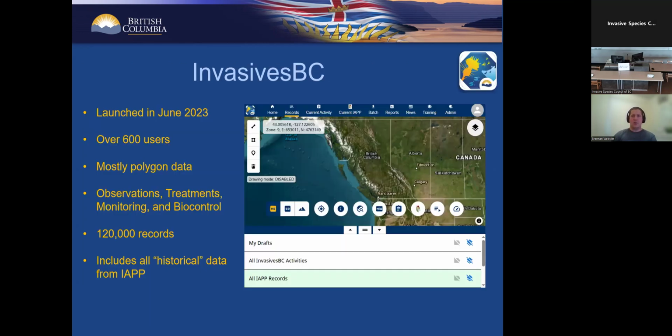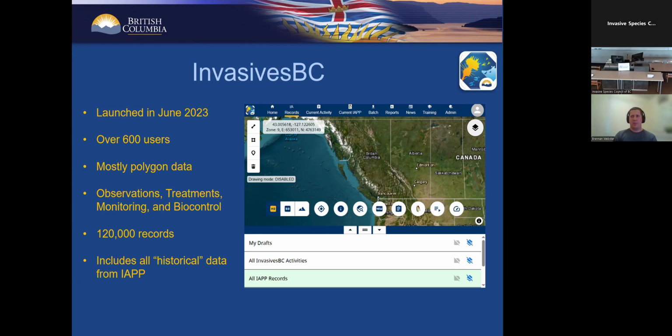And that gets me to the new database, InvasivesBC. We created this with the intention of solving some of the issues that we had with IAP. One of the main changes is most of the data in InvasivesBC is polygon data. A lot of the structure of the data as far as invasive plants and the attribute fields is the same.